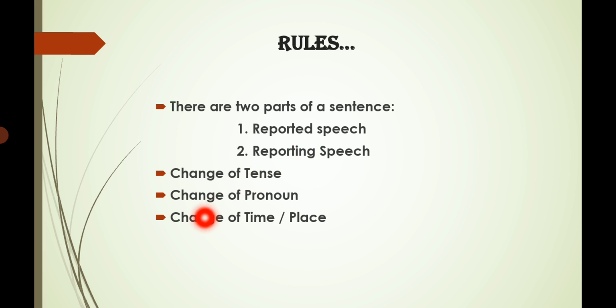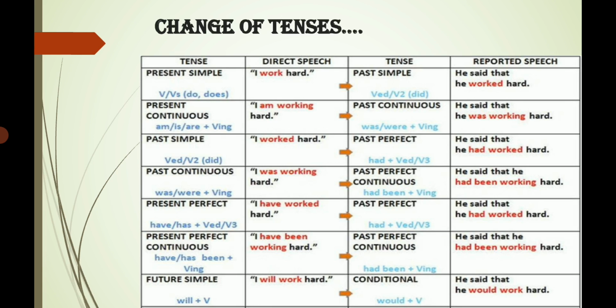And now there are three rules to change a direct sentence into indirect. Number one is change of tense, number two is change of pronoun, and number three is change of time and place. So in this video we will go through all the changes gradually. So let's start with change of tenses. You can see here is a table in this slide, and it will be very easy for you to understand it through this table. Make sure that all the changes we will do in the reported speech. Okay, so let's start.